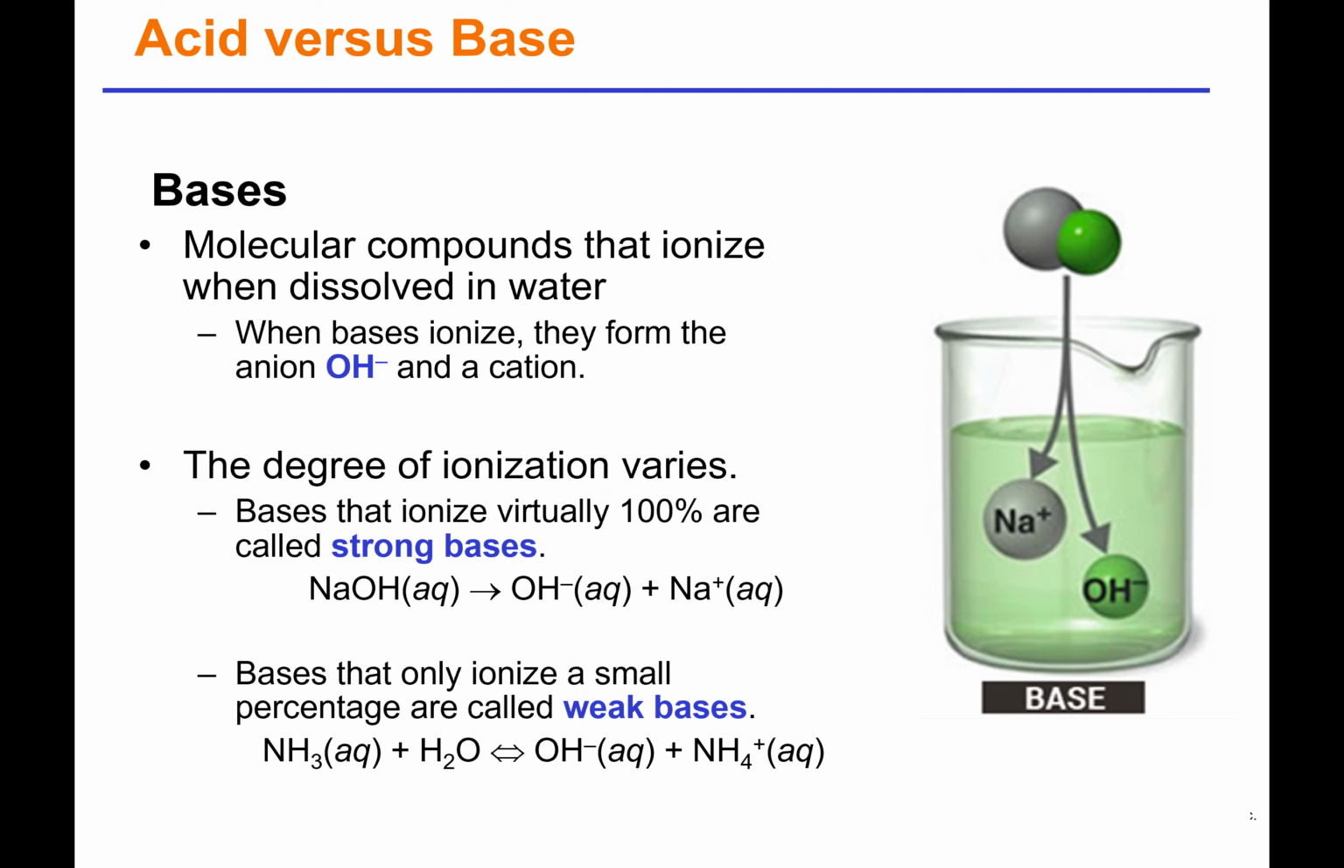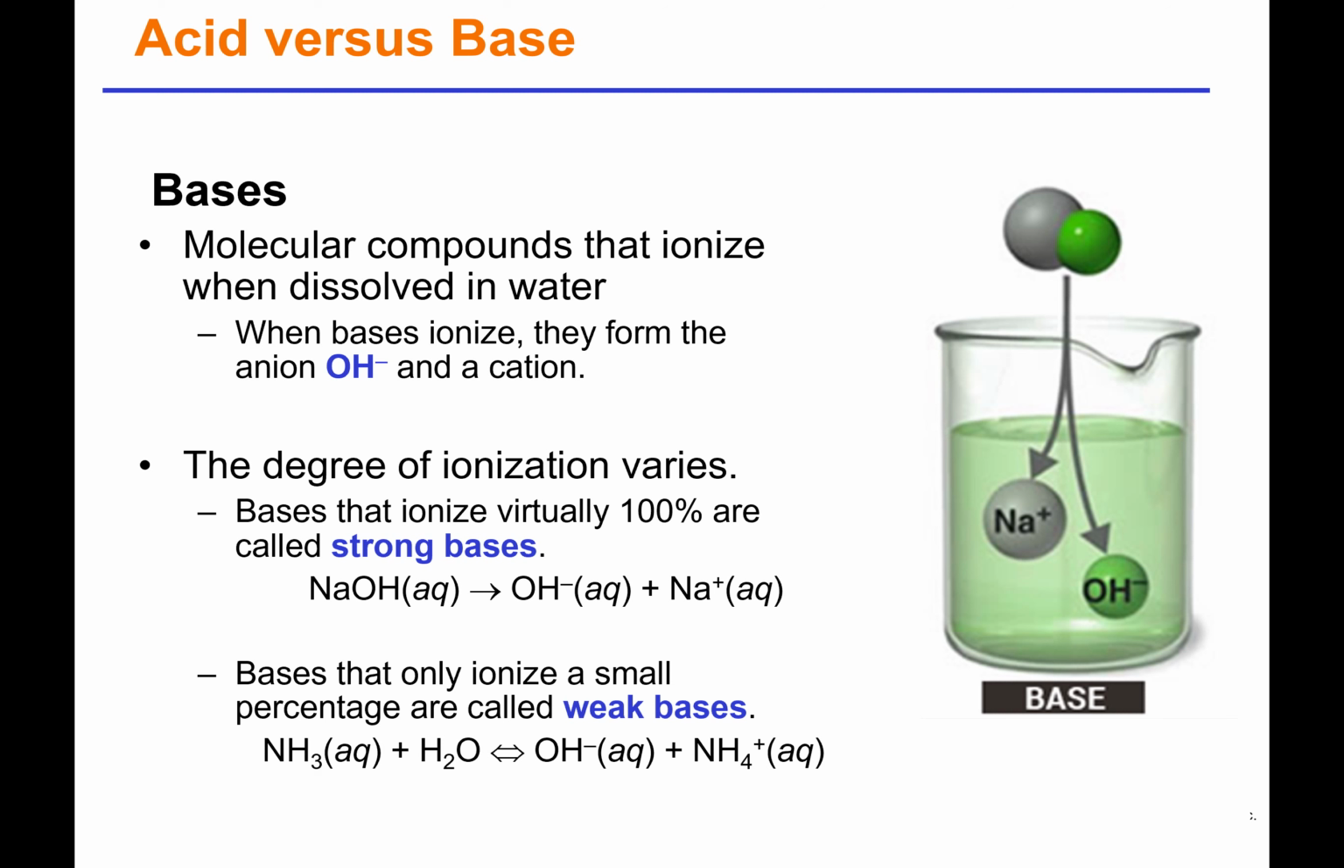Okay, what about a base? Similar idea here, except bases break into their positive ions. Whereas in the acid we usually end up with a positive H plus and a negative ion, here we break into a positive ion, maybe sodium, and OH minus. So if something dissolves into water and gives off OH minus, that would be known as a base. A base is a molecular compound that ionizes when dissolved in water, and when it ionizes, it gives OH minus and a cation. It could be any cation, but generally common ones are sodium, potassium, and calcium.